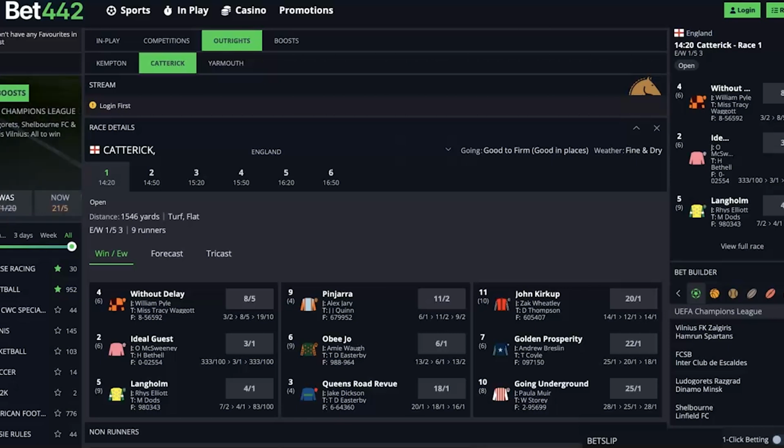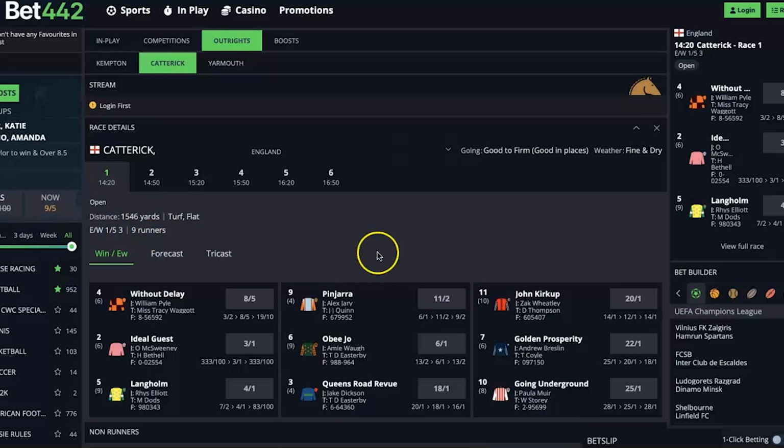So in horse racing terms, the each way terms here are always slightly different depending on the amount of runners in a particular race. So you can see here we've got our site Bet442, and you can look at the each way terms for all the races here at Catterick. So the each way terms of this particular race would be a fifth of the odds for the first three places, as there are 9 runners in the particular race.